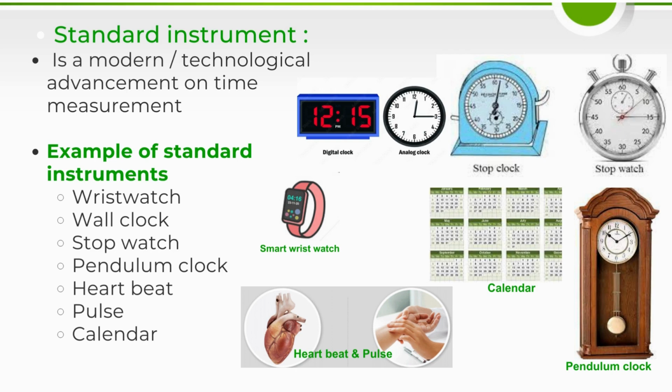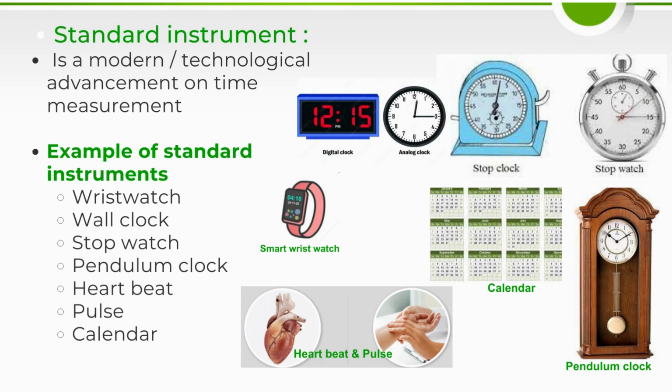Let's take a look at the current instruments used in measuring time, which are known as standard instruments. Standard instrument is a modern and technological advancement on time measurement. Examples of standard instruments include smart wristwatch, wall clock, stop clock, pendulum clock, heartbeat, pulse, and calendar.